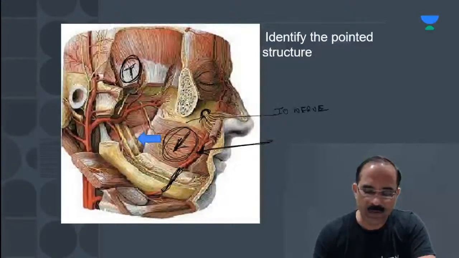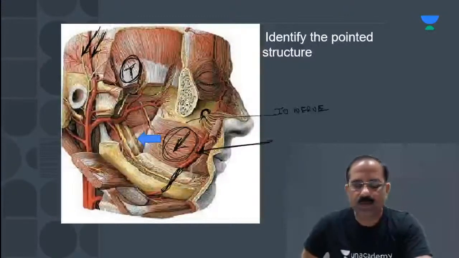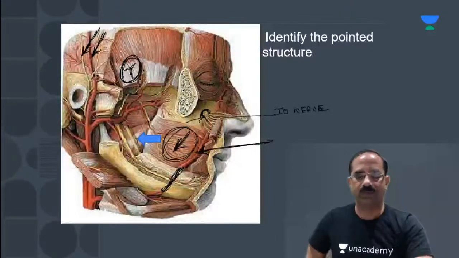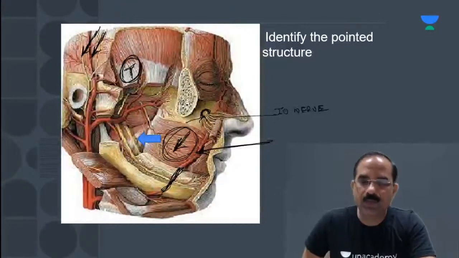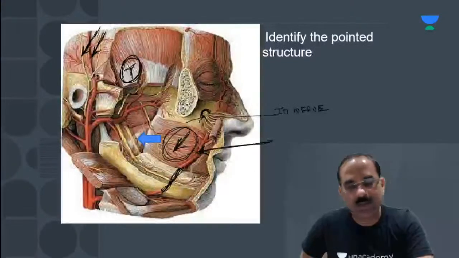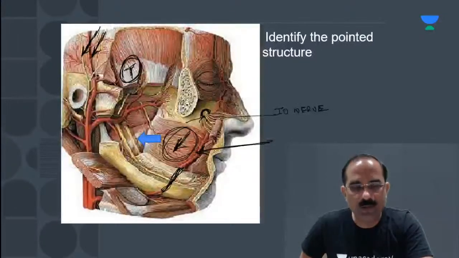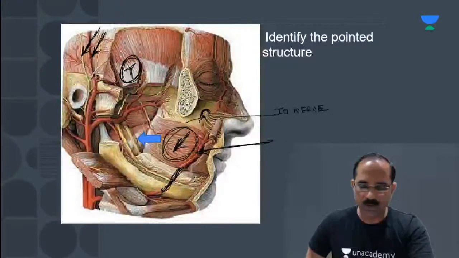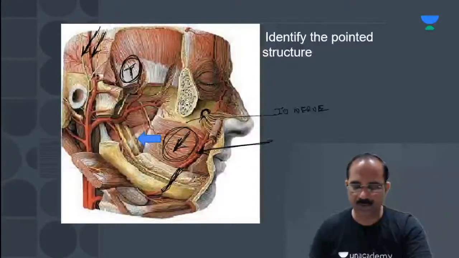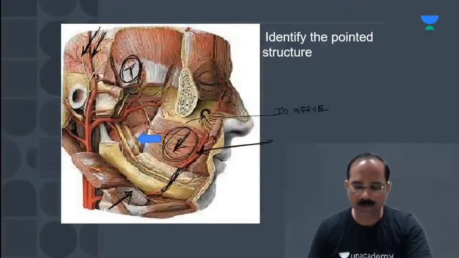Can anyone tell me what this artery is here? What is this artery and what is this nerve here? Students, answer. The artery is the superficial temporal artery and the nerve is the auriculotemporal nerve. Clear? Okay. What is this gland here? This is the submandibular gland.